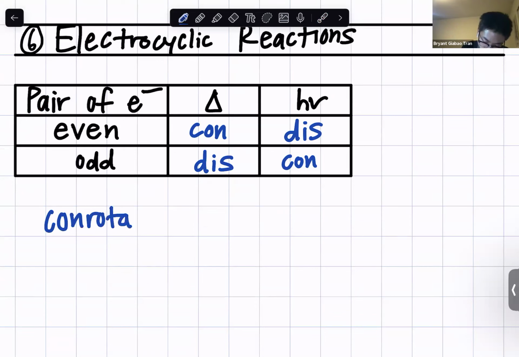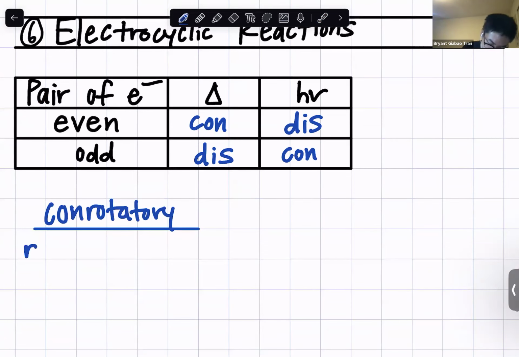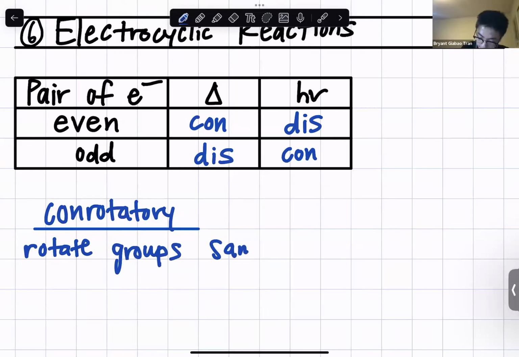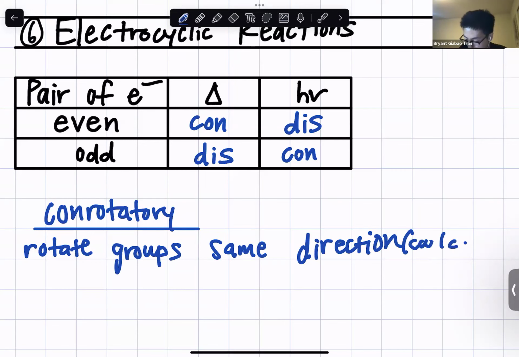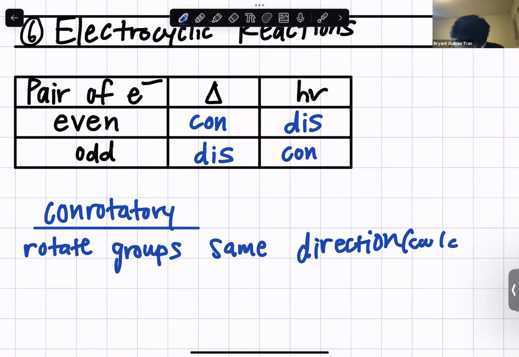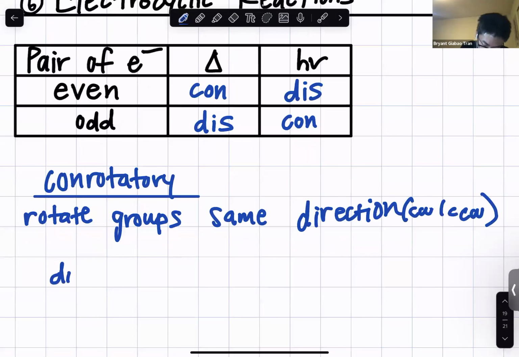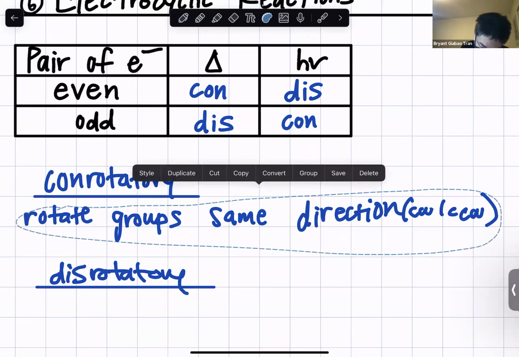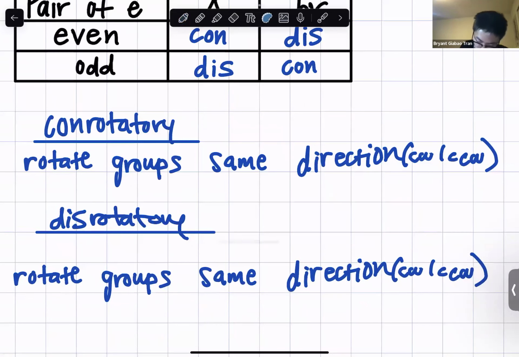So conrotatory means that we are going to rotate the groups in the same direction. Right? Same direction. And we're going to rotate it either clockwise or counterclockwise. Disrotatory would mean that we are going to rotate the groups in the opposite direction.